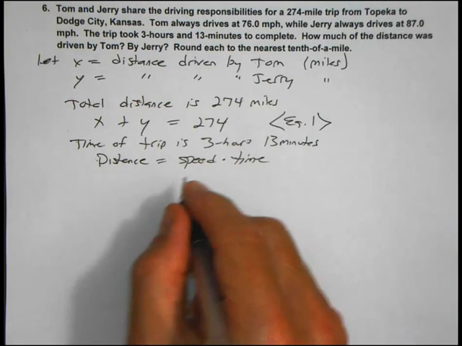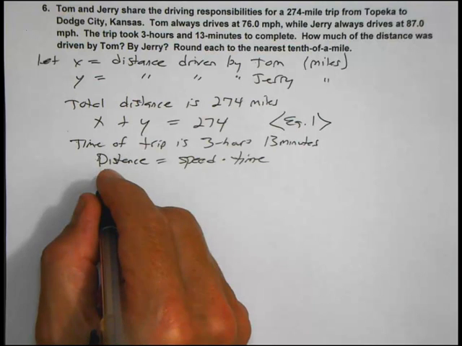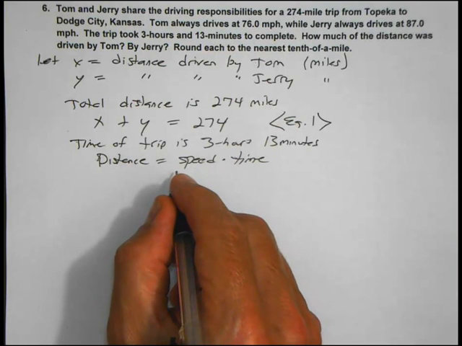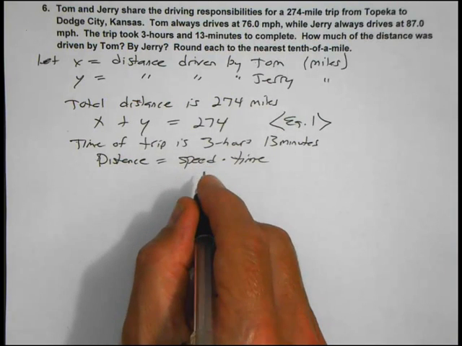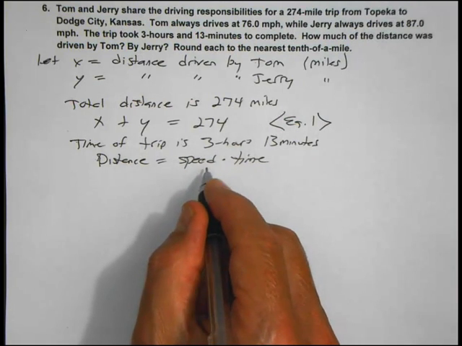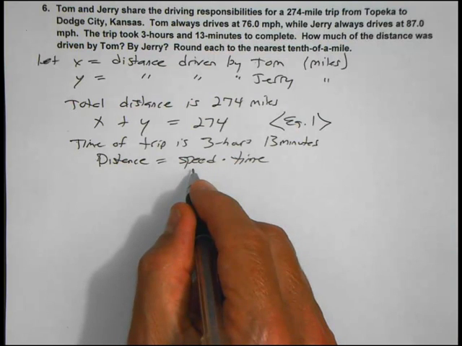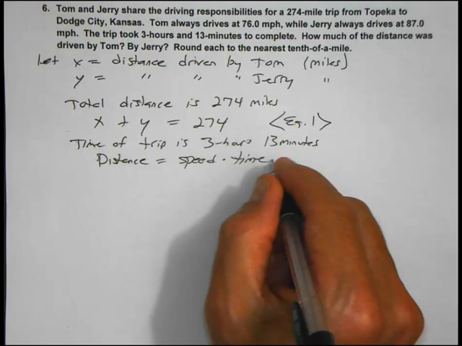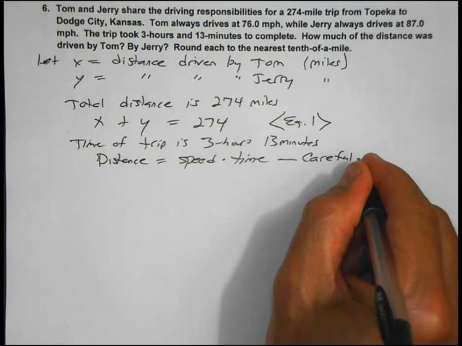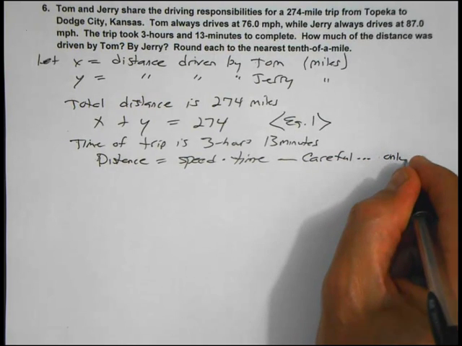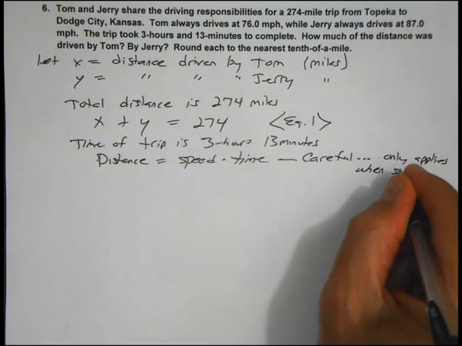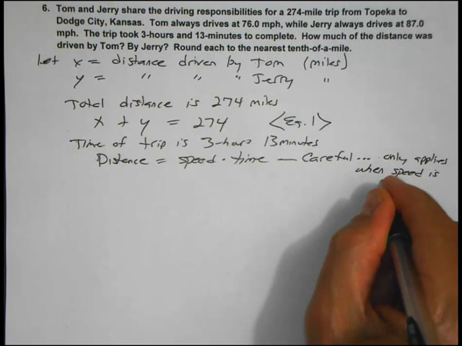But you know what? You have to be careful with this. When we say distance equals speed times time, this is only true when the speed remains constant throughout the entire trip. Now, in this case, when we have this 3 hour and 13 minute trip, the speed changes depending on who's driving. If Tom's driving, it's one speed. If Jerry drives, it's another speed. So, gotta be careful. It only applies when speed is constant.